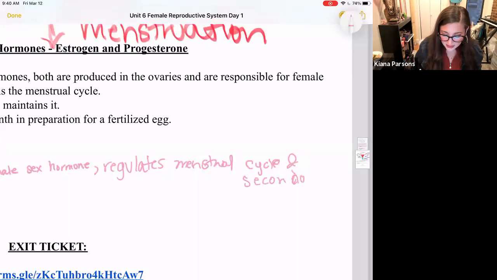Because again, just like the testes in the male reproductive system, the ovaries are also a gland in the endocrine system.